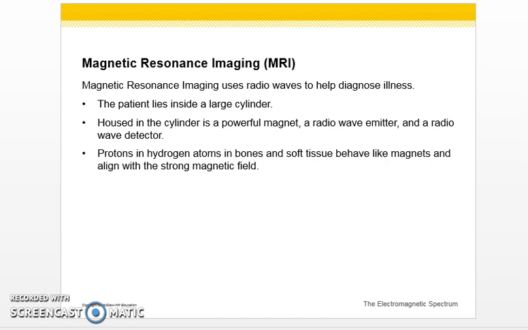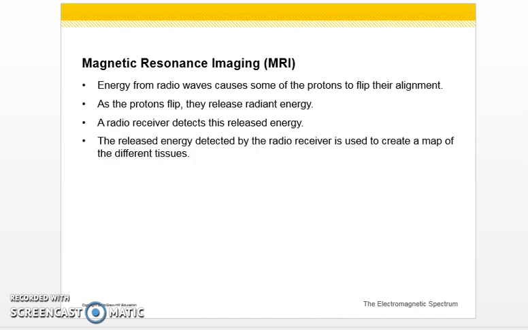The patient lies inside a large cylinder. Housed in the cylinder is a powerful magnet, a radio wave emitter, and a radio wave detector. Protons in hydrogen atoms in bones and soft tissue behave like magnets and align with the strong magnetic field. Energy from waves causes some of the protons to flip their alignment. As the protons flip, they release radiant energy. A radio receiver detects this released energy. And then the released energy detected by the radio receiver is used to create a map of the different tissues.